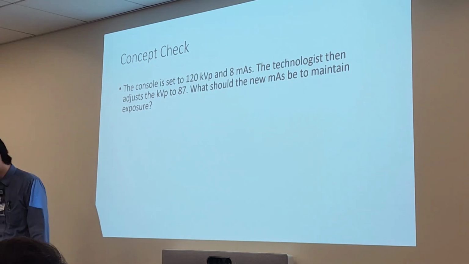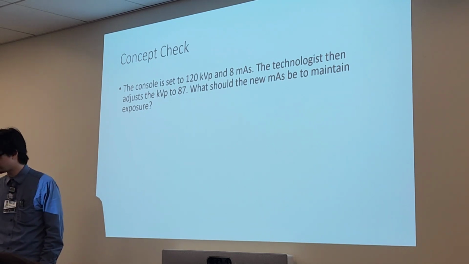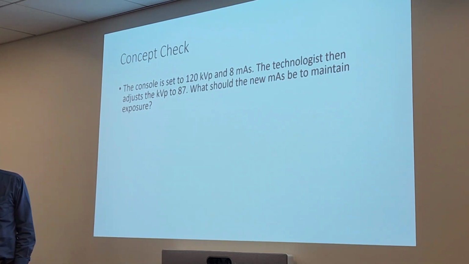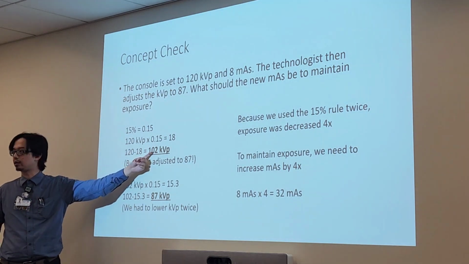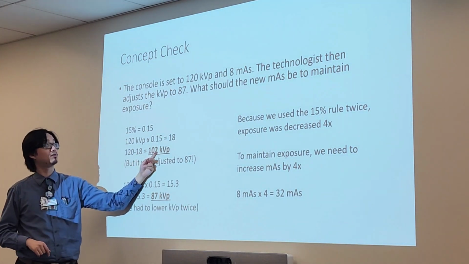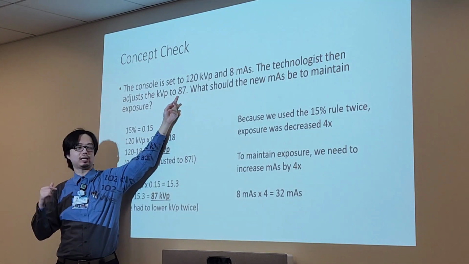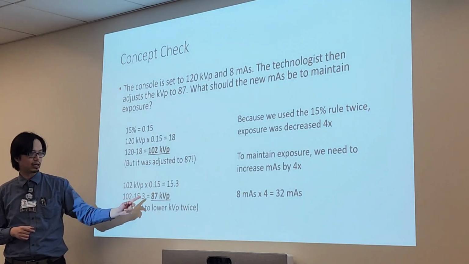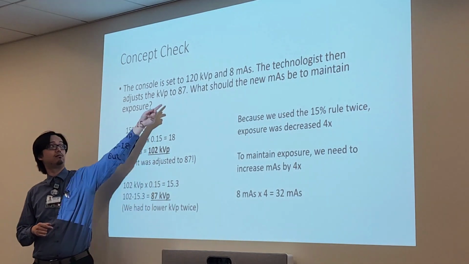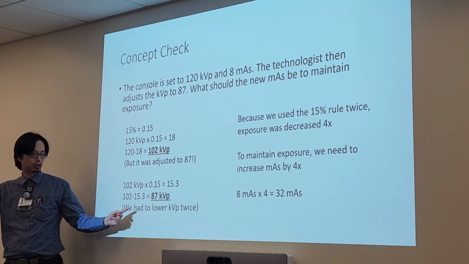So, what is 15% of 120? 18. Yes, very good. So, 15% of 120 is 18. So, if we take one step, we come down to 102 KVP. Are we done? No. So let's try a second step. 102 times 15%. Okay, we subtract and get 87 KVP. Are we done? Yes. So we took two steps with our KVP, right? Yeah. We had to lower the KVP twice.